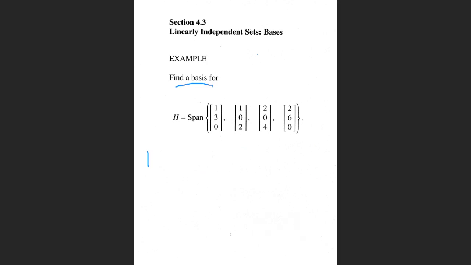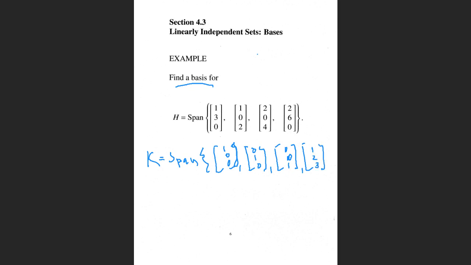I'll call it space K. And let's say space K is the span of these vectors: 1, 0, 0; 0, 1, 0; 0, 0, 1; and 1, 2, 3. What would the basis be for this set K? What would the basis be?